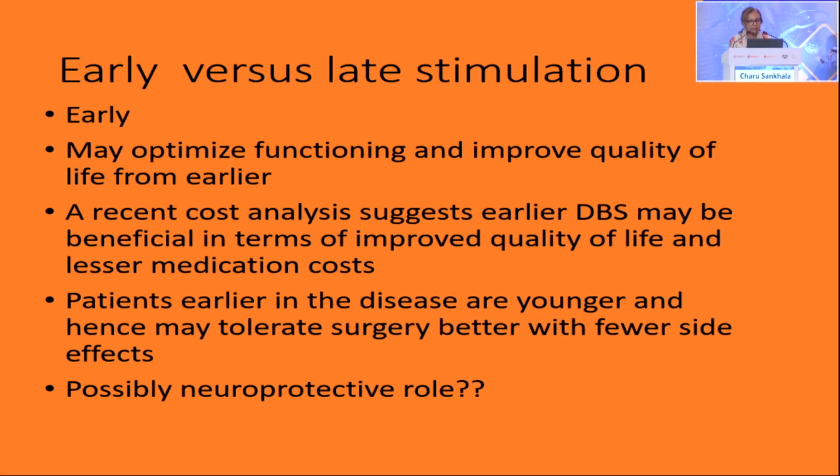So again, early versus late stimulation may optimize functioning and improve the quality of life earlier. So before these young working people lose their life to the fluctuations, significantly disabling off periods, significantly disabling dyskinesias, you need to go in and do the DBS on these patients. So patients earlier in the disease are younger, and they may be able to tolerate the surgery better with fewer side effects. And there is a possibility of neuroprotective role, which is still not proven.